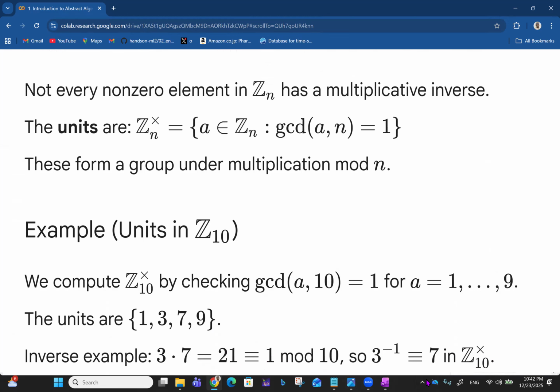Okay, let me really buttress this idea. Pay attention to this: not every non-zero element in Zn has a multiplicative inverse, but we can have units defined by Zn star. So let's go over to the worksheet page and deal with that decisively to drive home the point as much as possible.